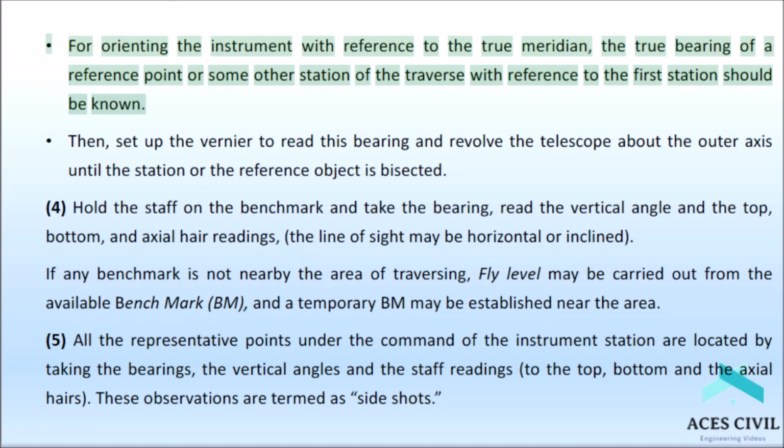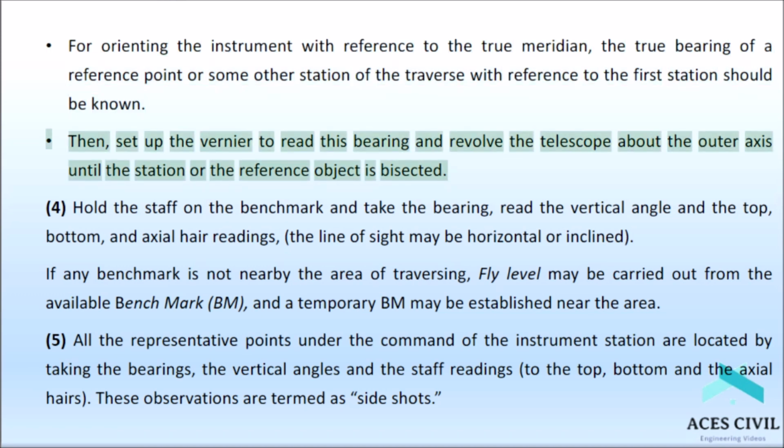For orienting the instrument with reference to the true meridian, the true bearing of a reference point or some other station of the traverse with reference to the first station should be known. Then, set up the vernier to read this bearing and revolve the telescope about the outer axis until the station or the reference object is bisected.